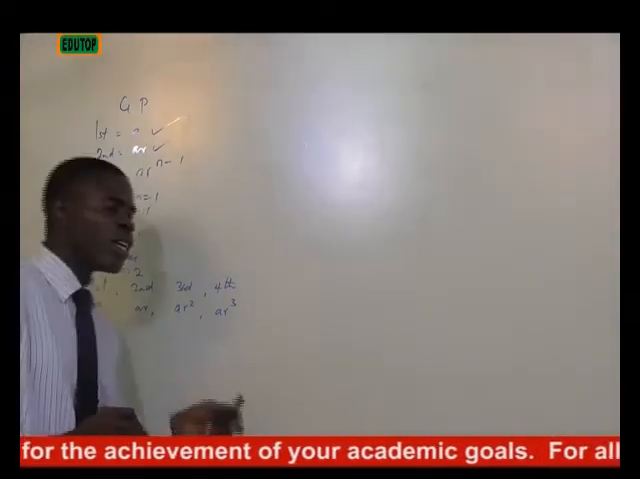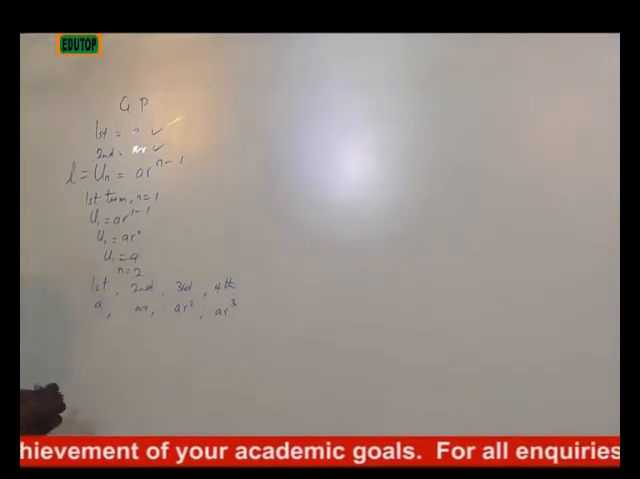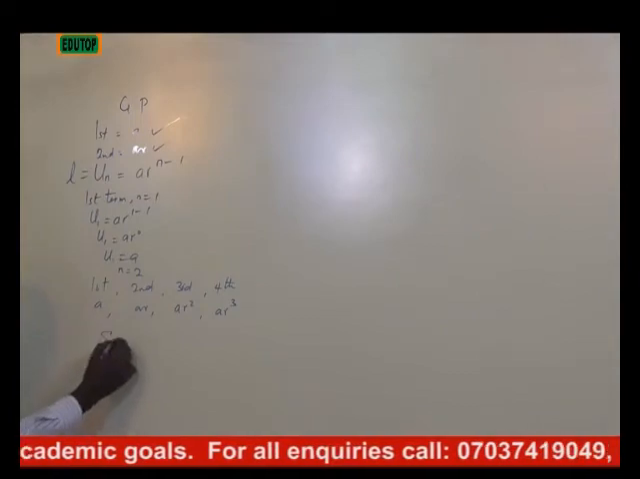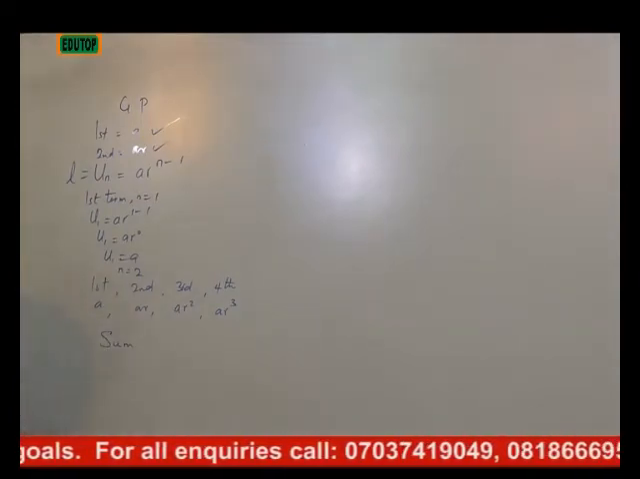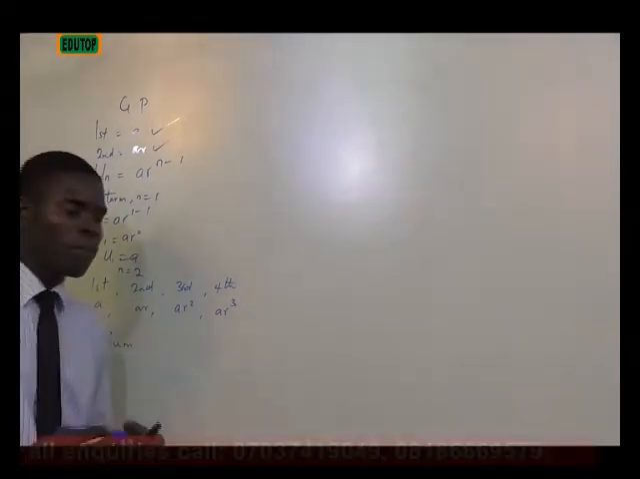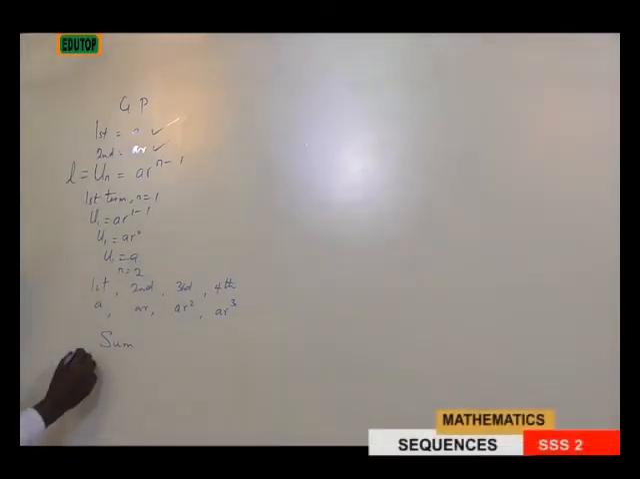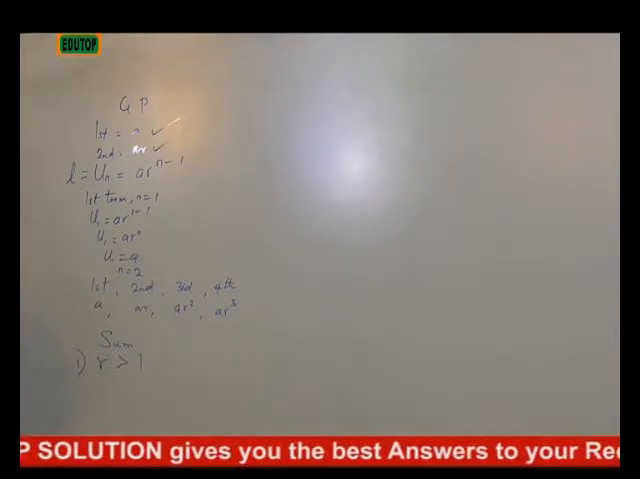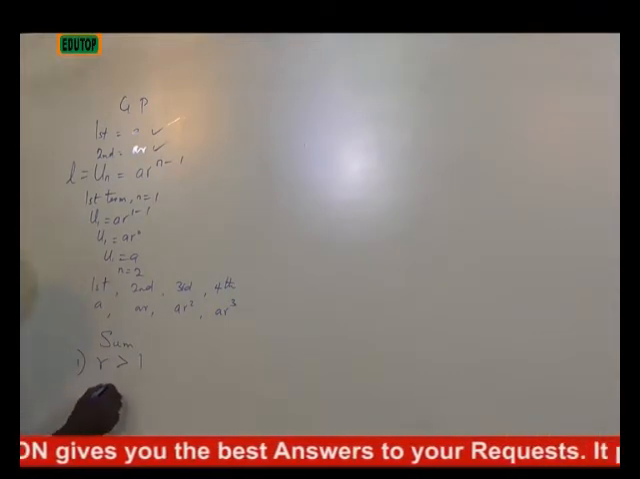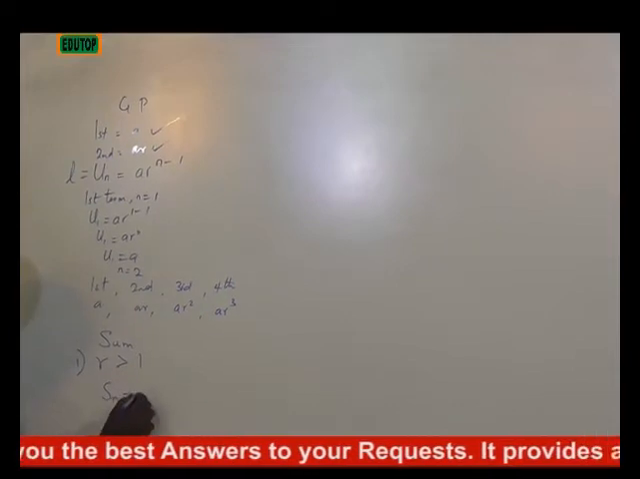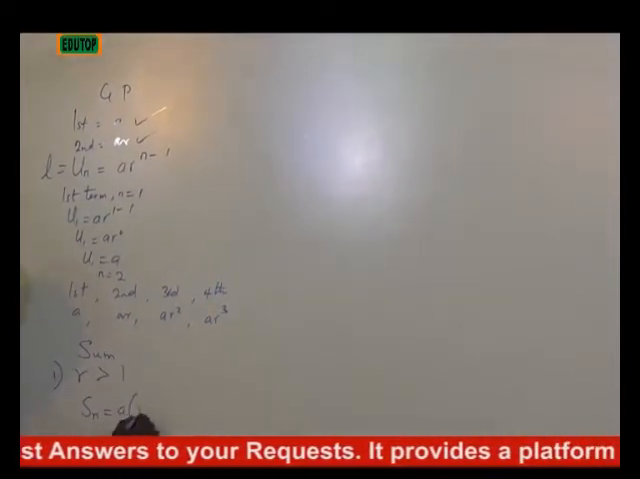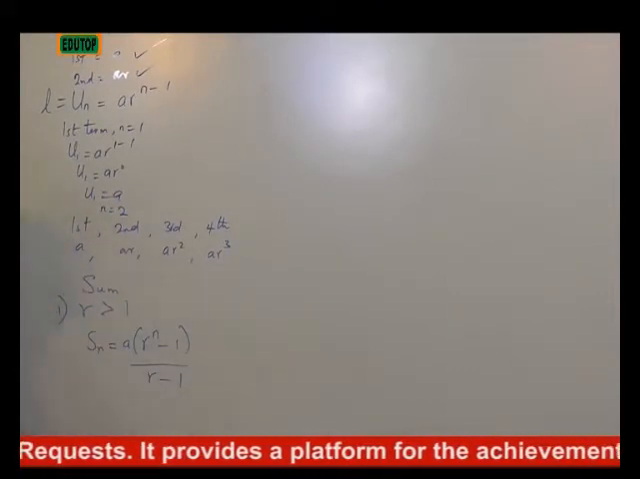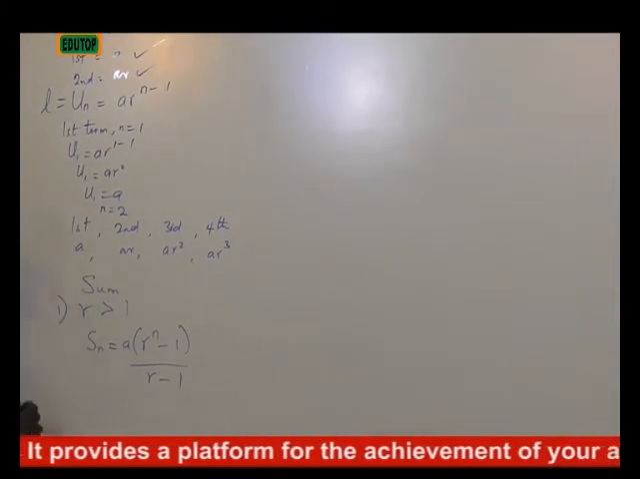Then that is all about the Un. Then another important point is the sum. We have two sums. The first one, number 1, is when your r is greater than 1. When our r is greater than 1, the sum will definitely be a over r raised to power n minus 1 over r minus 1. So that is the formula when r is greater than 1.